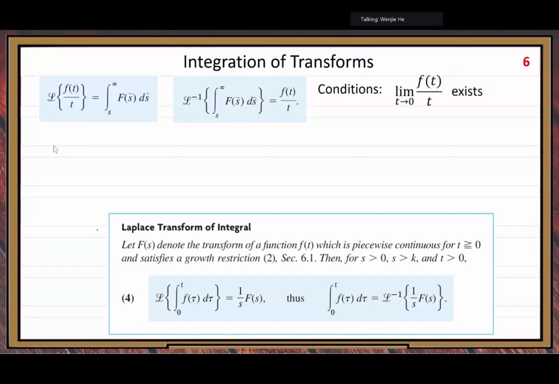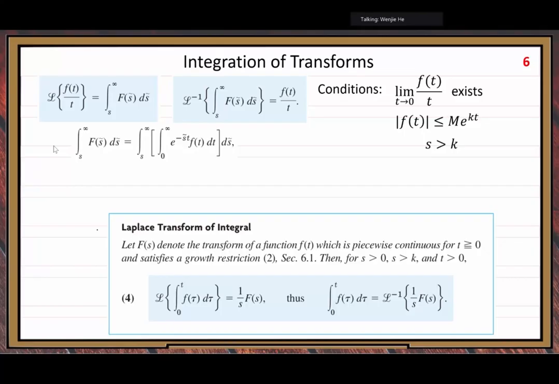The condition, the limit, because when you prove it, you need to do integration by parts. Then you need this limit. Integration by parts, then you need to calculate. You need this part. It exists. The basic conditions. Then you can apply this formula.